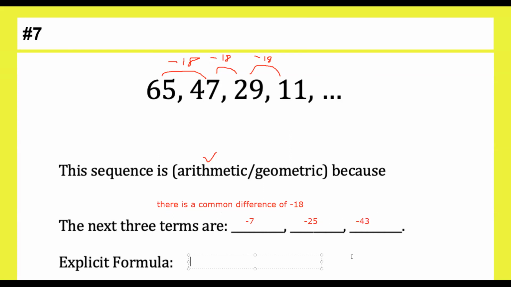What's the explicit formula? Well, this is going to be A of n equals my first term, 65. And now all my examples of arithmetic sequences before were addition. So now I have a negative common difference. So it's going to be negative 18. And I'm going to multiply that times n minus 1. You'll also notice that I can determine the common difference by taking one term, let's say 47, minus 65. And that would give me my common difference.